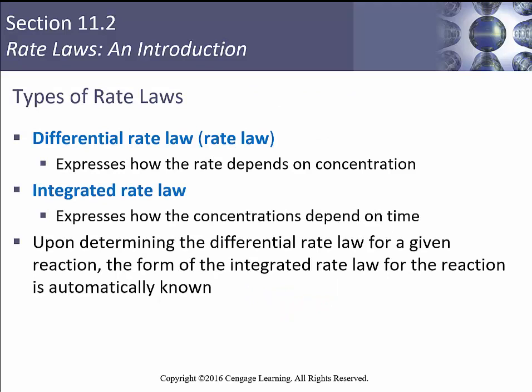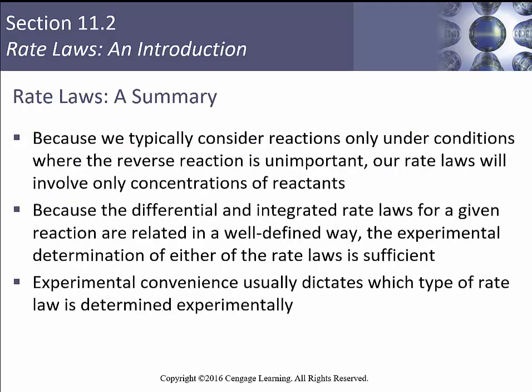Right. We've got different types of rate laws. So we have what's called a differential rate law. That's expressing how the rates depend on the concentration. And then we've got what's called the integrated rate law, and that's expressing how the concentrations are going to depend on time. So upon determining the differential rate law for a given reaction, the form of the integrated rate law for the reaction is automatically known. So there is a tie-in between the differential and the integrated forms of the rate law, but we can't just say, oh, based on the balanced chemical equation. Right? We need to do that experiment to find out what our reaction order is.